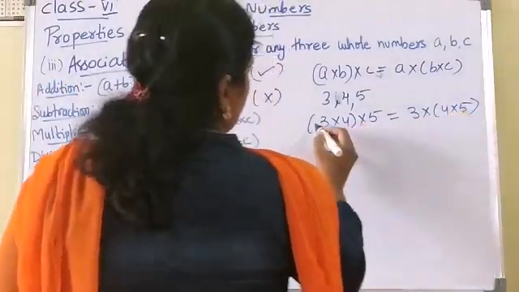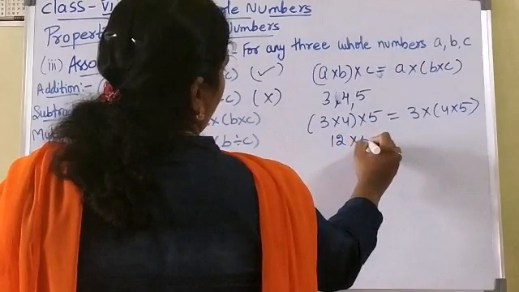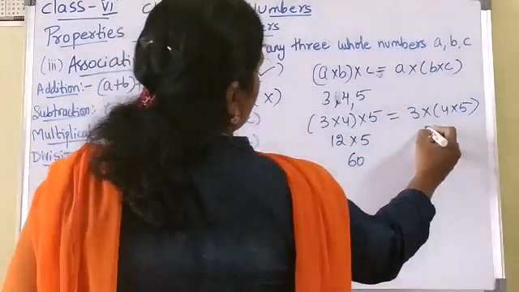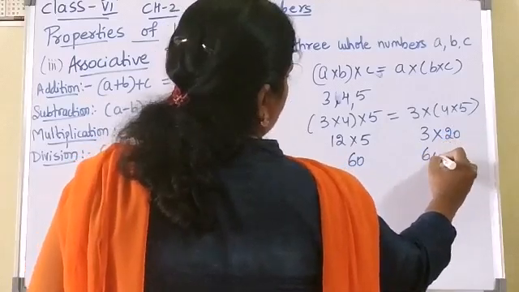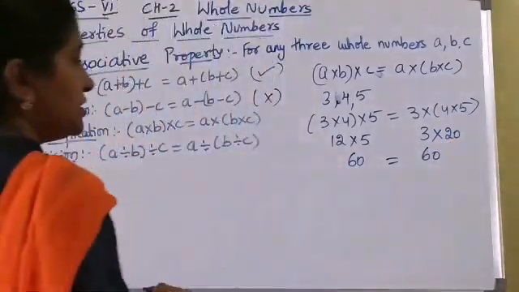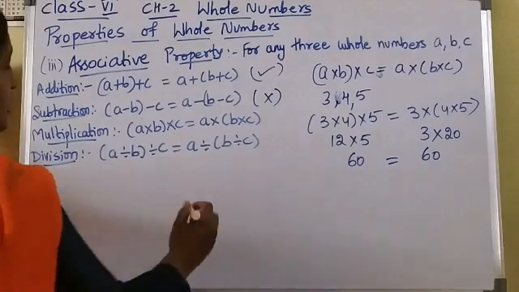So how much? 3 fours are 12. 12 into 5, 12 fives are 60. Coming to here, 4 fives are 20. 3 into 20, how much? 60. Here I am getting the same. LHS equal to RHS. Now take another example.